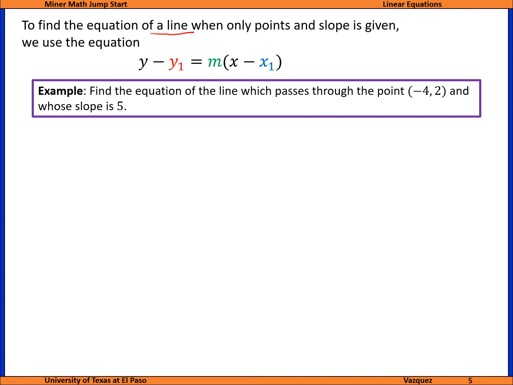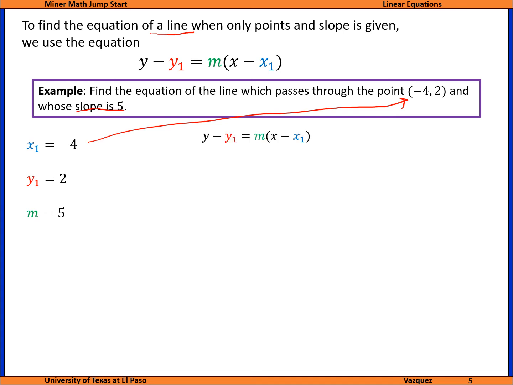So we should, first of all, label our points. x1 is -4, right? It's given over here. So -4 is x1. As you can imagine, y1 will be 2. And they're telling us that the slope is 5. So m is 5.